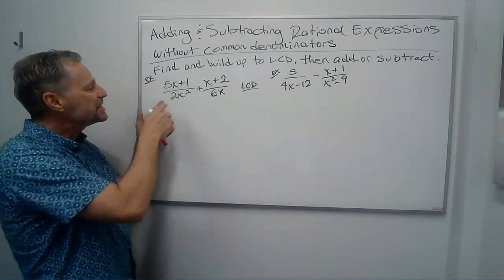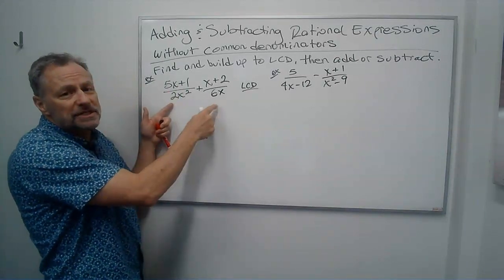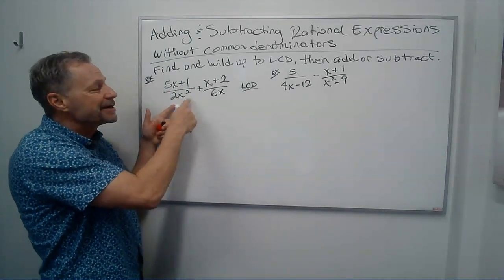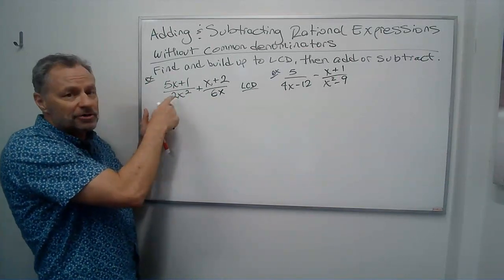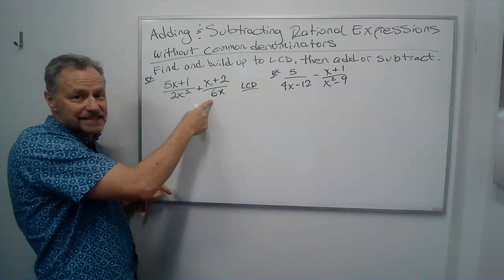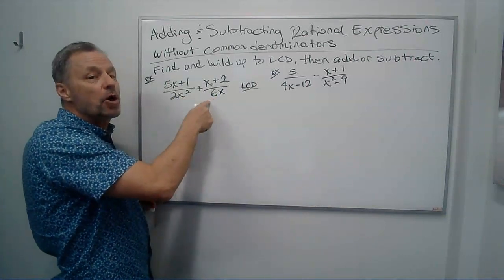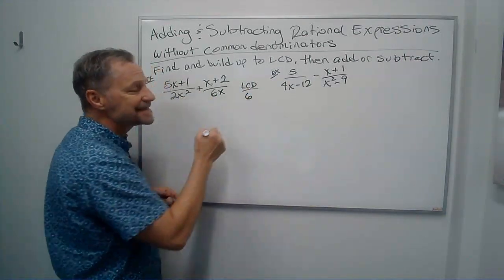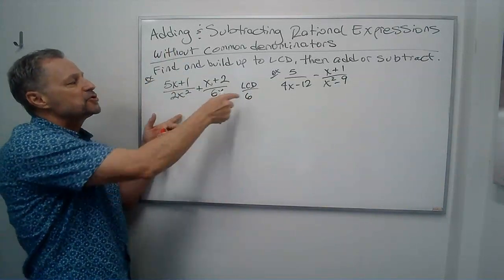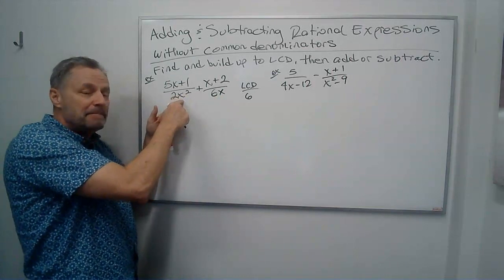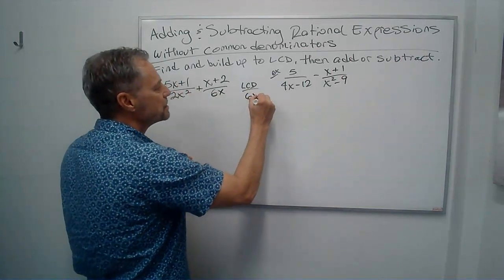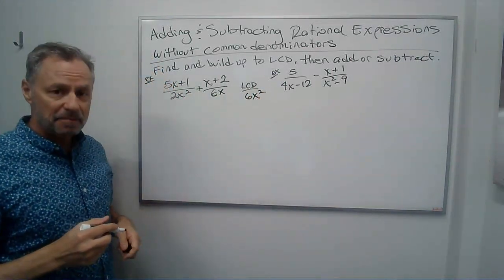So don't think, oh, 2 goes into both of these. That's true, that would be the greatest common factor, but the least common denominator or least common multiple would be the 6. Both of these can go into 6, so I need the 6. Remember, I'm building up to whatever this is. And I have an x squared and an x, I need the bigger one. I'm going to need the x squared because I can build it up to that.